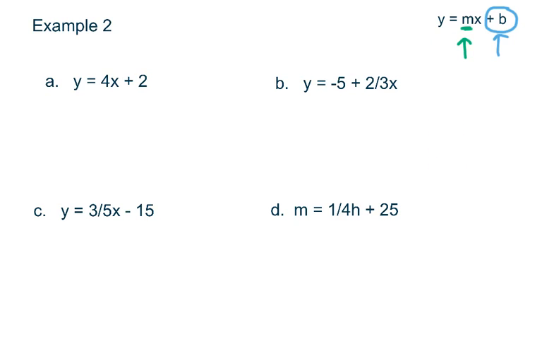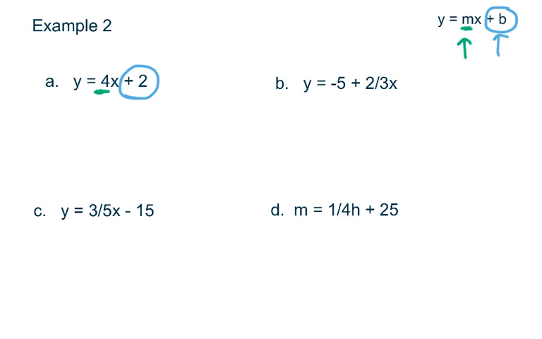So this first one is set up the same. I'm going to go ahead and circle the y-intercept. It's the one without the x value. And then the slope here is 4. So I'm just going to underline those. The slope is 4, the y-intercept is 2. Pretty straightforward on that one.